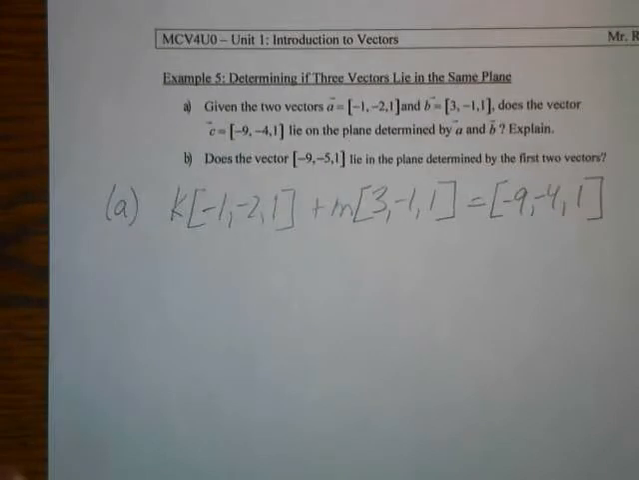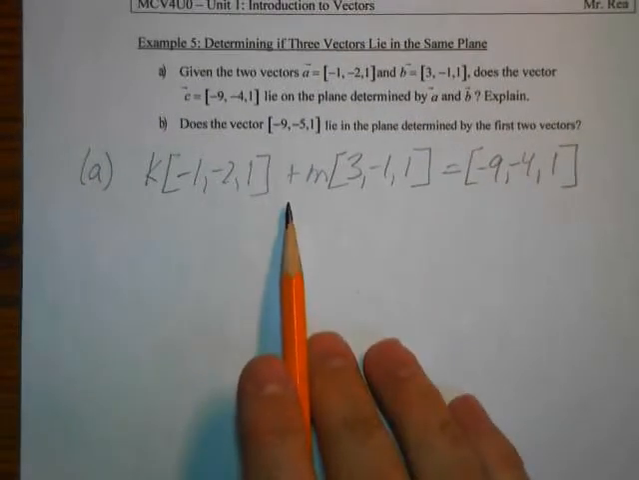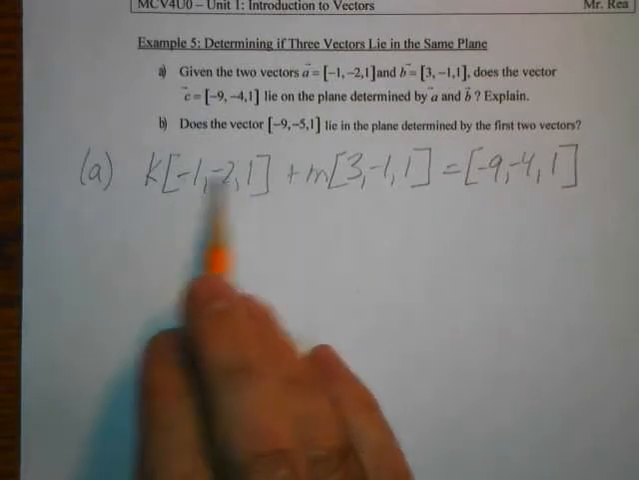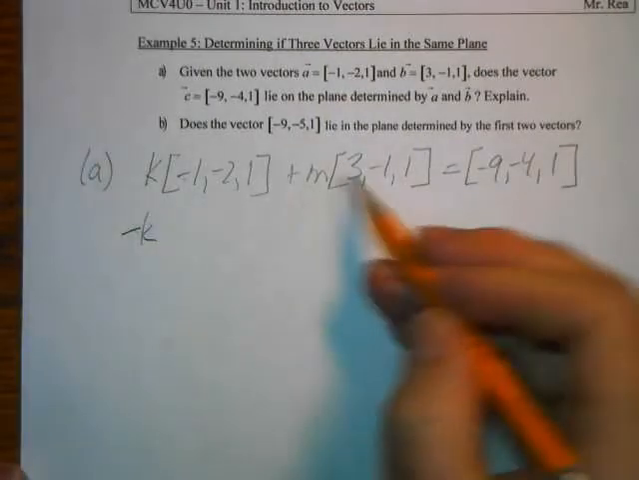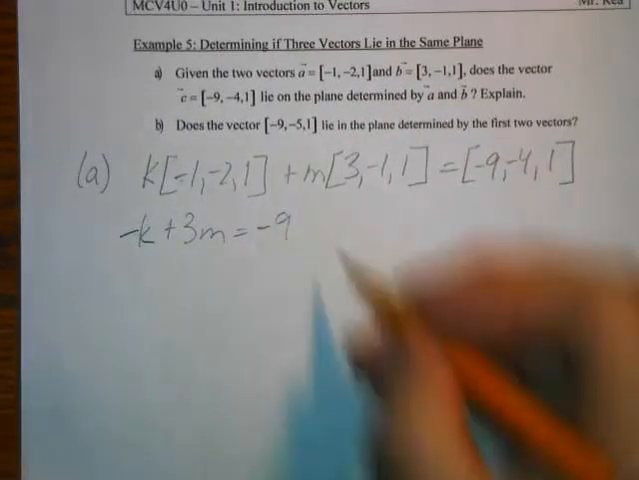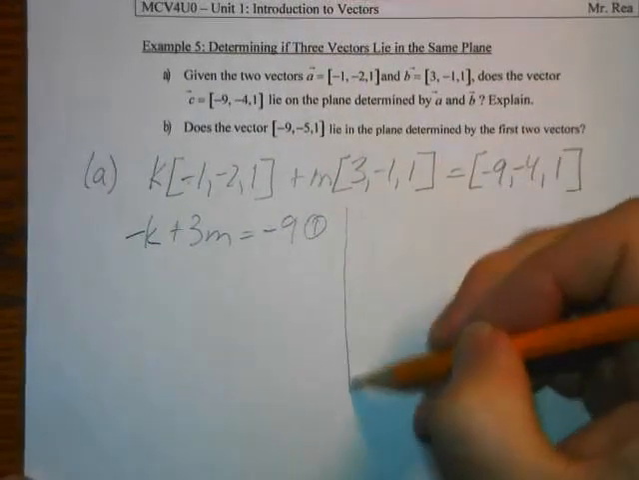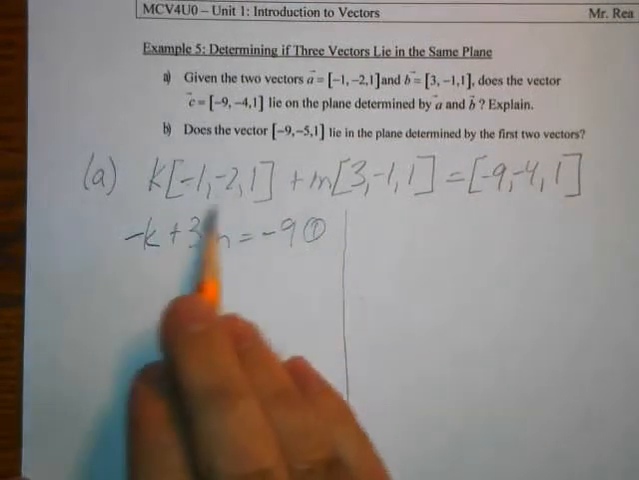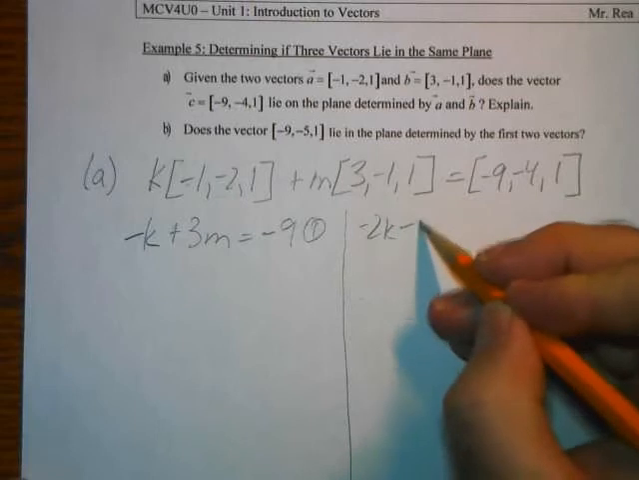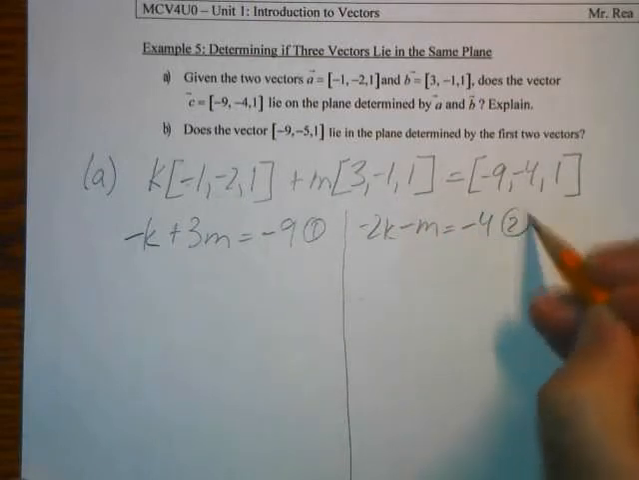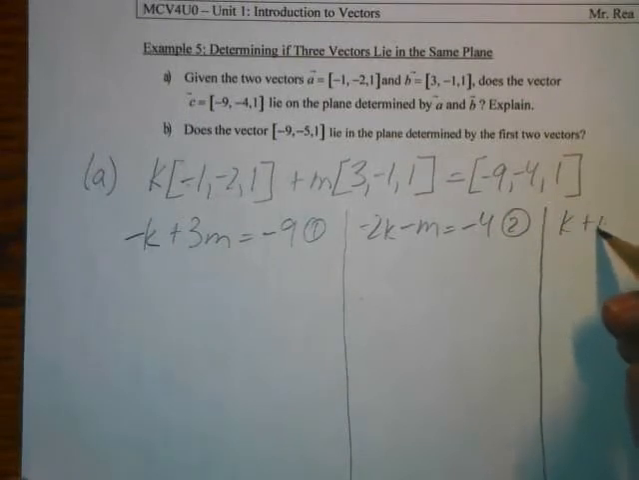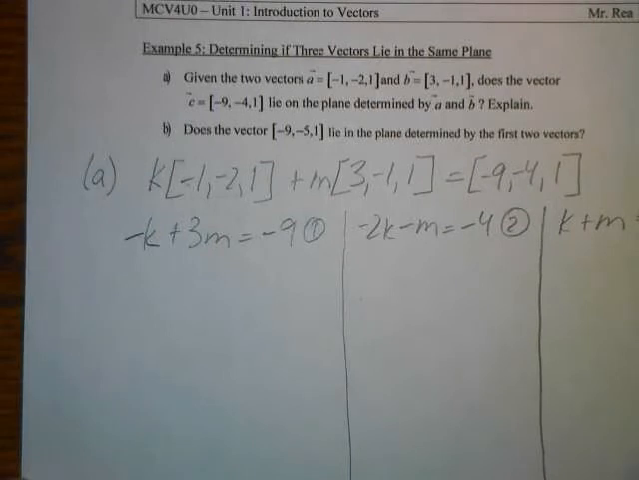Now, you can see this is going to be a little different because I am actually going to be creating 3 equations, one for the x component, one for the y, one for the z. So let's do that. When I multiply for the x component, I get -k plus 3m is going to be equal to -9. Okay, so there's my first equation. I'm going to do these little vertical lines just to separate them. Second equation, looking at the y component, I've got -2k minus m is equal to -4. Equation number 2. And then the third equation for the z component, I've got k plus m is equal to 1. Third equation. That's right. There you go.